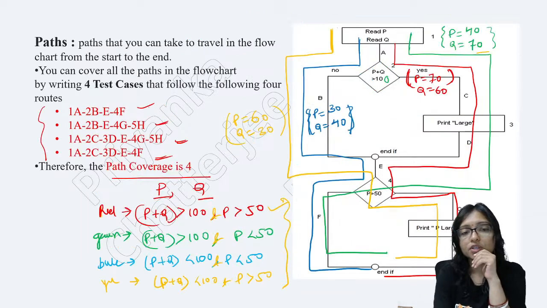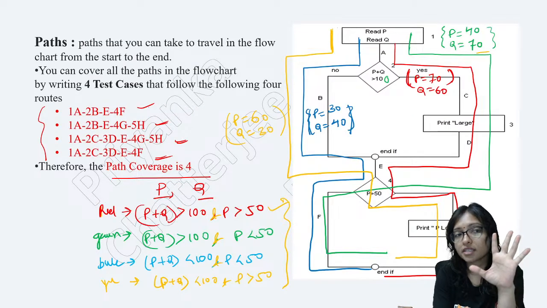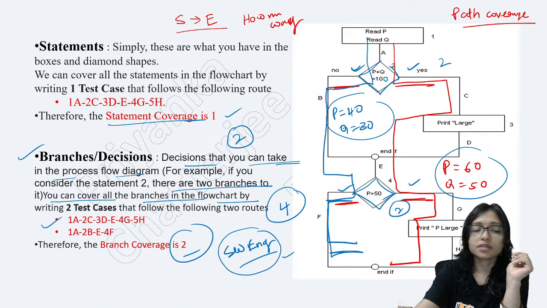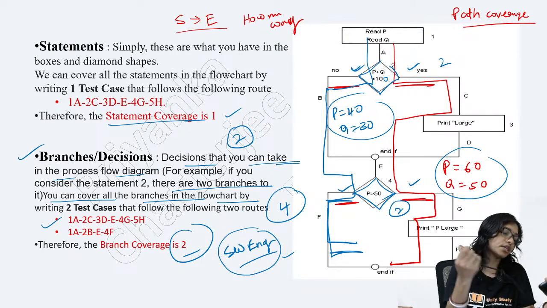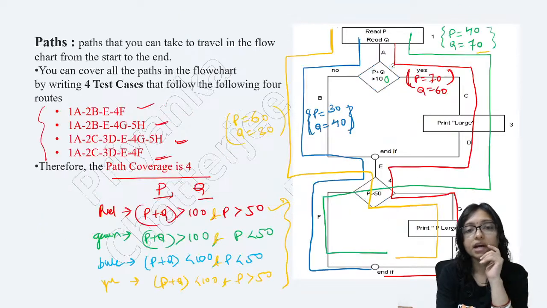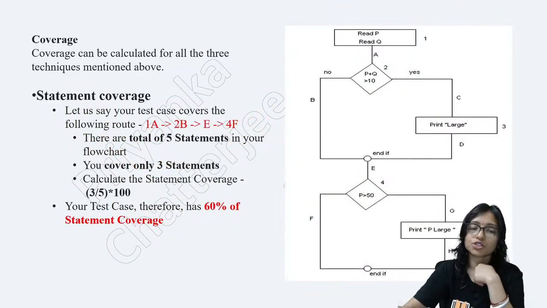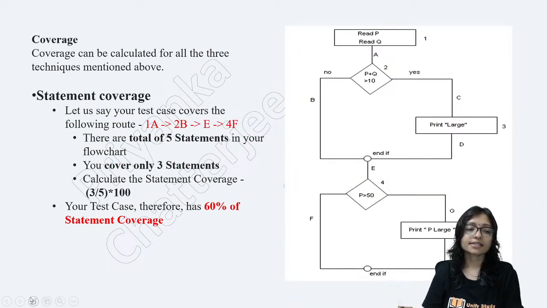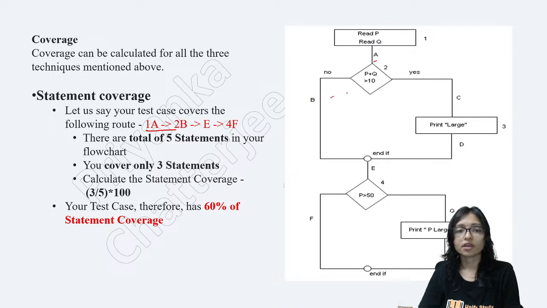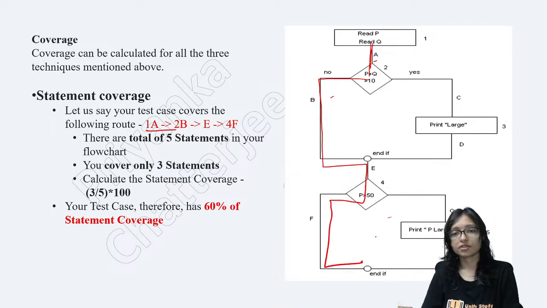Clear? Yes. So finally your answer is this. Statement coverage is 1, branch coverage is 2, and path coverage is 4. Okay. Chalo. Now we will see the percentage. Percentage means, in this case if I am covering like that, you can see they are covering 1A, 2B, E and 4F. So they are going through this way. Maybe they took P equals 30 and Q equals 50.